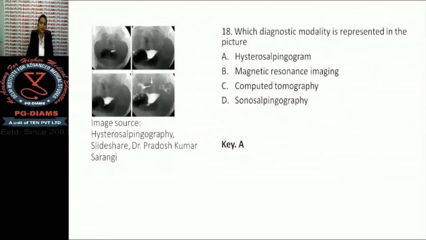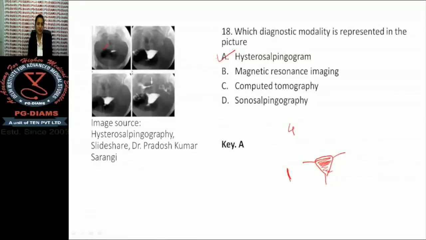Then there was this question with 4 images in series. They asked what kind of picture this is, whether MRI or CT. This is clear-cut hysterosalpingography. In hysterosalpingography we take pictures in 4 phases. The first phase is you inject dye. Hysterosalpingography is a contrast radiation, X-ray imaging. We insert dye inside the uterus. The first phase is supposed to fill only the uterus, so in the first picture you will see the uterus only.